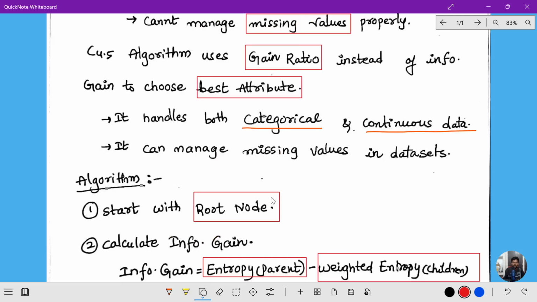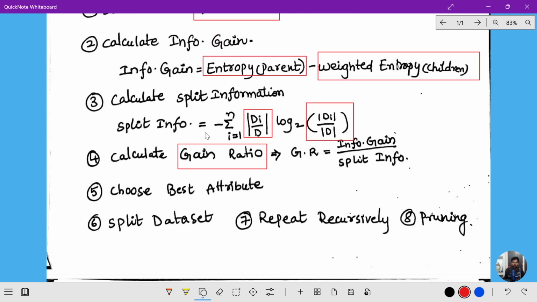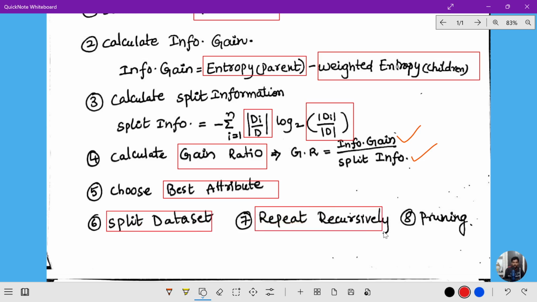We already discussed in the previous one the information gain. In this one we discuss the concept called gain ratio. So how to find the gain ratio? It is the information gain divided by the splitting information. Finally, you need to choose the best attribute in order to split the table. And the sixth step: split the data set, and repeat recursively until you get the best value.